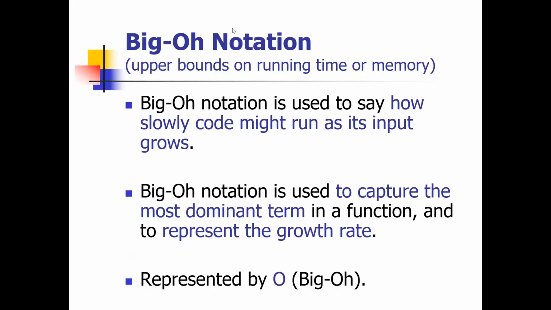So big O notation is the upper bounds on running time or memory. Where's upper bounds? The worst case scenario. And we talked and we gave a lot of examples why worst case scenario, the upper bounds, is more meaningful than average case or best case, right?